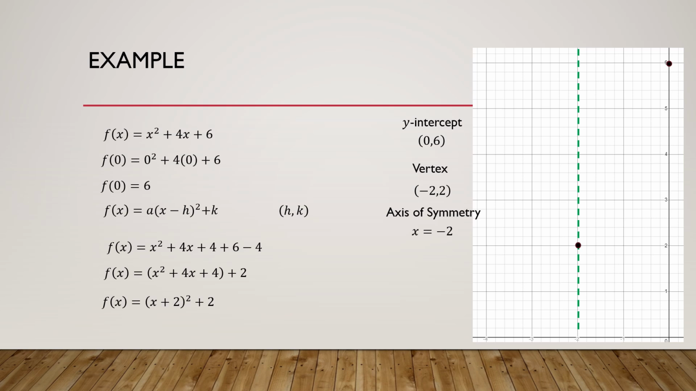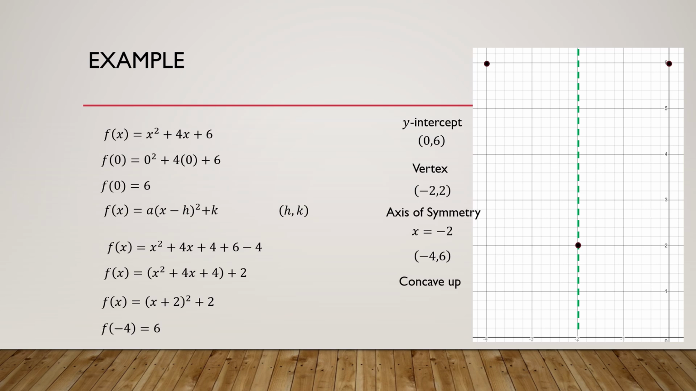We can use the axis to determine another point. If f of 0 is 6, then f of negative 4 must also be 6, giving us the point negative 4, 6. Notice that the vertex is above the x-axis, and a positive x squared coefficient implies concave up. This function should then not have any x-intercepts.